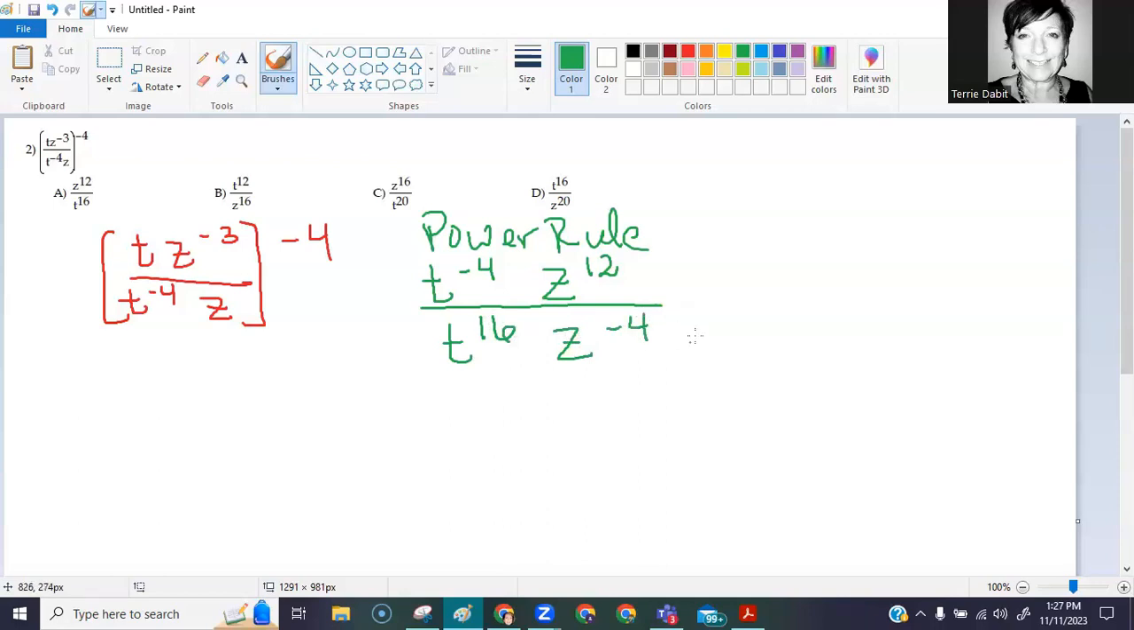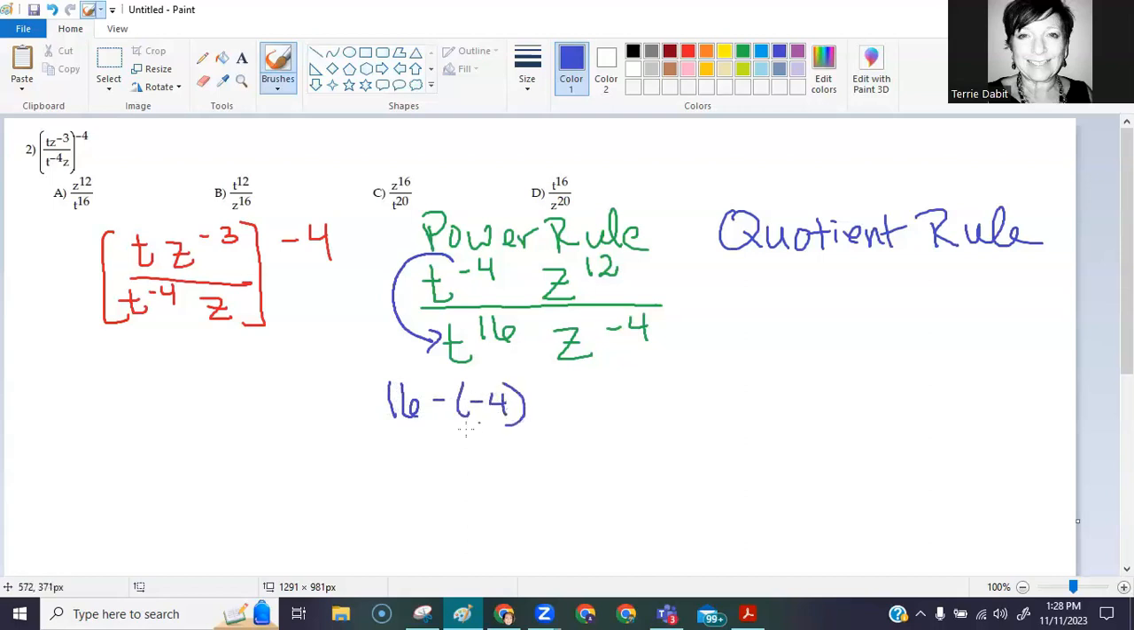Okay, so what I have now is t to the negative 4, z to the 12th over t to the 16, z to the negative 4th. What I'm going to do next is quotient rule. Remember, quotient rule says that we are going to subtract. Remember, we always want to take our smallest number and move it to the largest number. My smallest number is -4. So I'm going to move this down to the bottom and I'm going to do 16 minus -4, which is going to give me a 20.